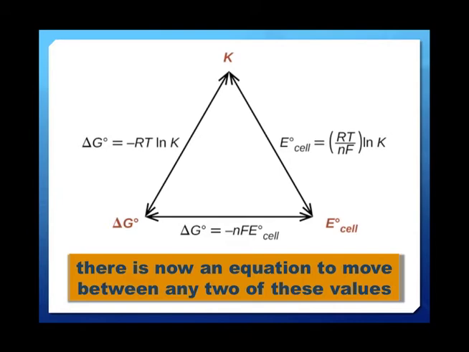Solving for E cell, we get RT over nF times ln K. With these equations derived, we notice that it is easy to move between K, delta G, and E cell, since there is an equation that relates each of the 3 pairs of variables.